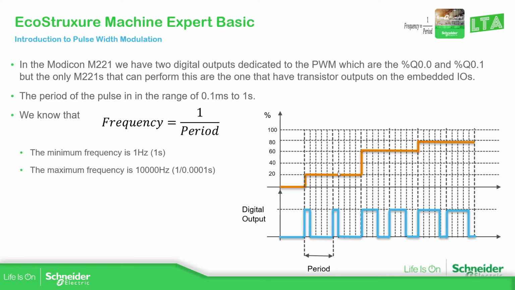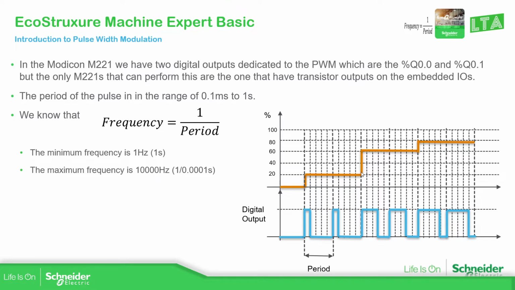As you can see over here, I have two periods. In the first period, when it starts, the value is 20. So if we divide the period in 5 parts, only 20% of this period is going to be true. On the next period, when the function block reads the value, it is 20%, and then 20% of the period is going to be true.